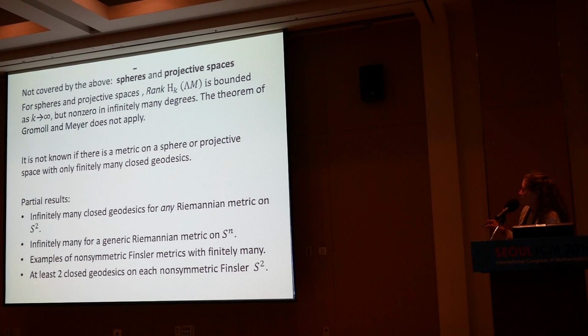However, it is known that there are at least 2 closed geodesics on each non-symmetric Finsler S2, and therefore there are at least 2 closed geodesics on every Finsler S2 whatsoever. This was proved by Yiming Long and by Victor Bangert, and 2 might not seem like such a big number, but this is sharp. This is sharp due to these examples.